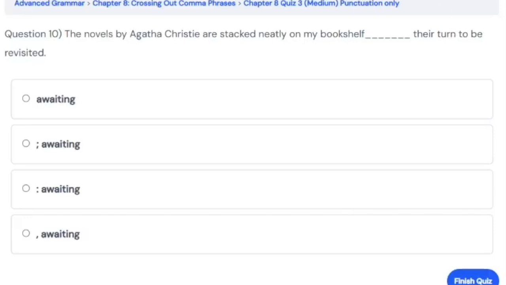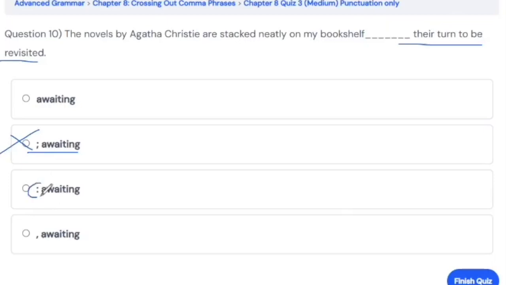Well, we can start with eliminating the semicolon. That's usually a good place to start because with a semicolon, we can just ask, do we have two full sentences, just like a period? Awaiting their turn to be revisited is certainly not a full sentence, so I'm going to cross that out.